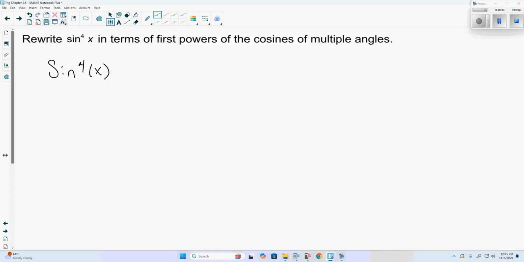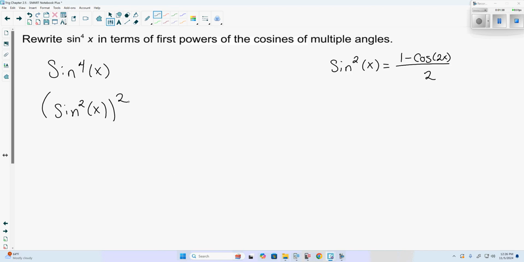Because if we look at our reference sheet, our power reduction formula states that sine squared of x is equal to 1 minus cosine of 2x over 2. So we can reduce sine squared to 1 minus cosine of 2x over 2. Now the issue is that we have sine to the fourth, not sine squared. But to fix that, sine to the fourth is just the same as sine squared squared, because powers of powers multiply.